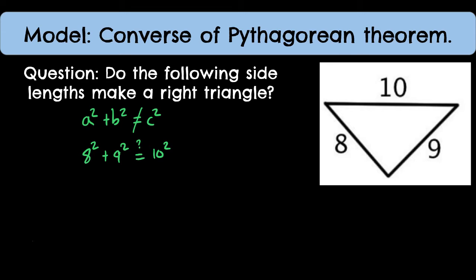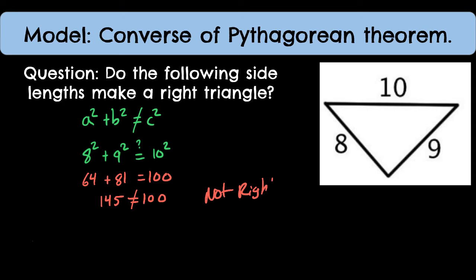The only side that really matters here is the longest side. We have to plug in c squared as the longest side. Otherwise, we'll always get a wrong statement, even if it is a right triangle. So we'll square our values. 8 squared is 64, 9 squared is 81, and 10 squared is 100. Now we add these two together, we'll get 145 is equal to 100, which it is not. So we know it is not a right triangle.